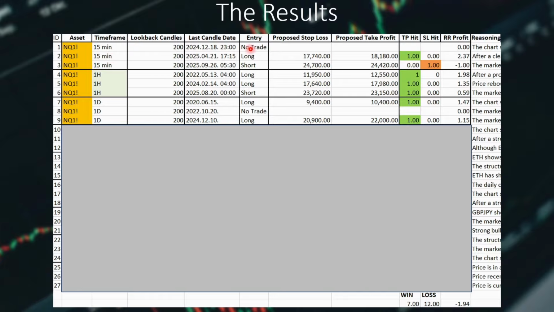On the 50-minute chart we had one no trade, one long trade and one short trade. The long trade was a winner, the short trade was a loser, but overall, as ChatGPT gave a great risk-reward ratio for the long trade, on the 15-minute it came out to be profitable.